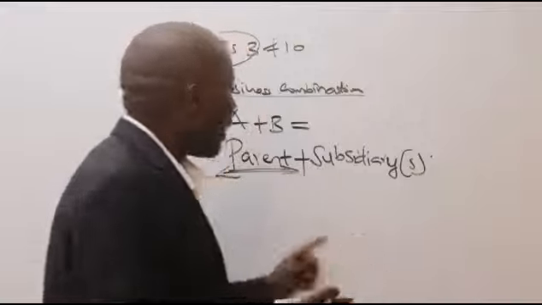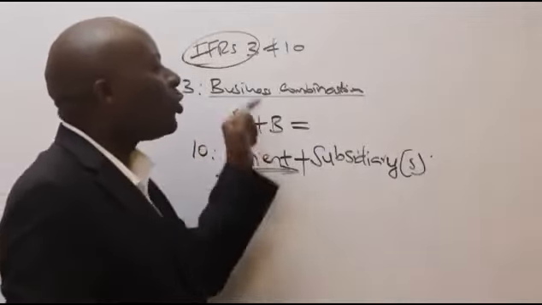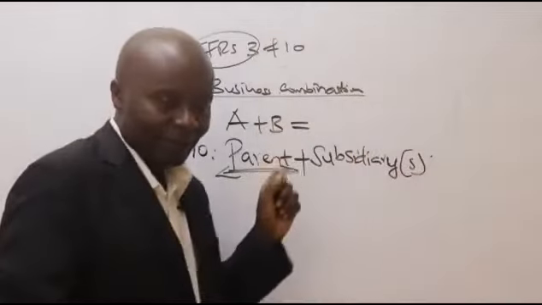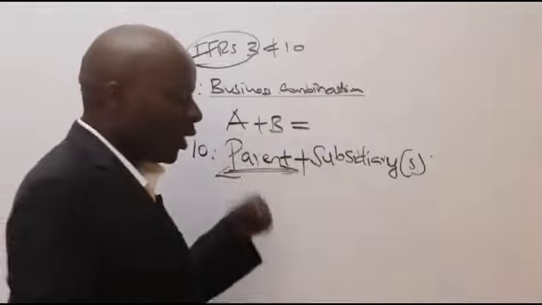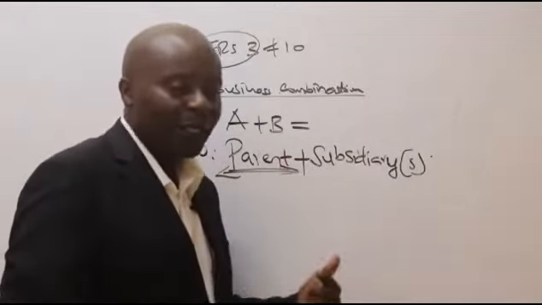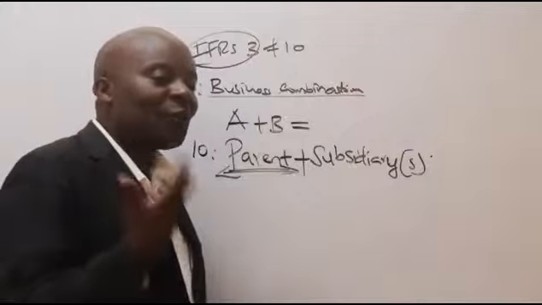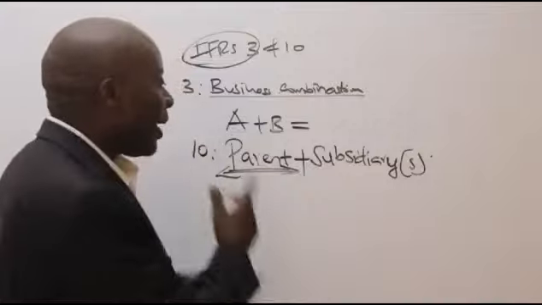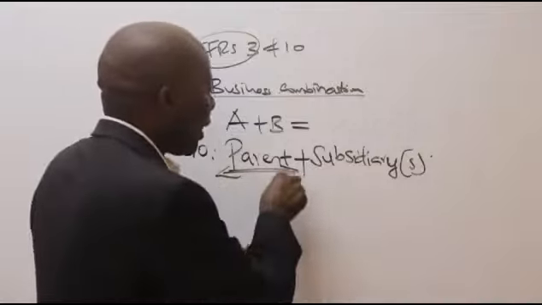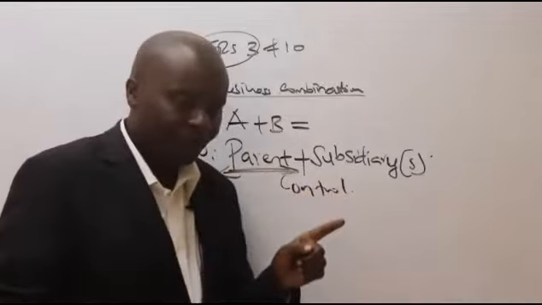Ladies and gentlemen, a parent is that company that is controlling another company. If I'm controlling my son, then I become a parent. And of course, a good parent, even if my son was to go to university, should still be able to exercise some form of control. So when you talk of a parent-subsidiary relationship, we are looking at what IFRS 10 calls the control aspect.